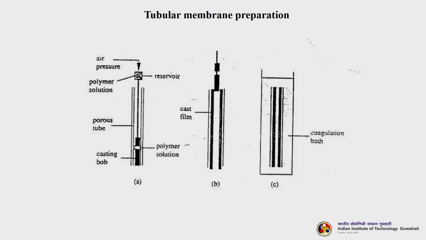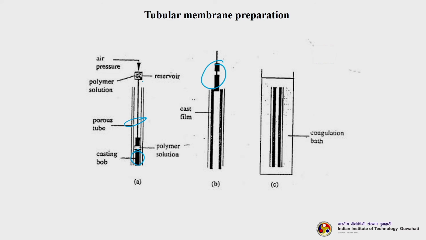See the first one. Here we have a porous tube. This is the porous tube actually. Okay, right. And there is a casting bob. This one. Okay, this one, the casting bob. So, the casting bob is actually porous. So, what is being done is there is a reservoir here which has the polymer solution. So, this polymer solution is pushed through the casting bob.